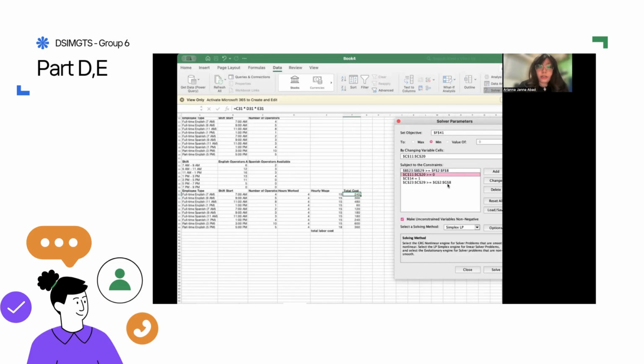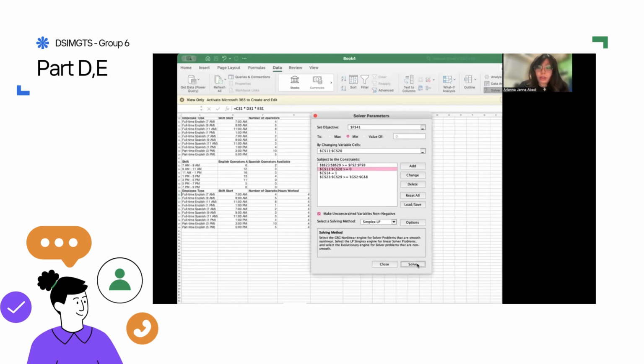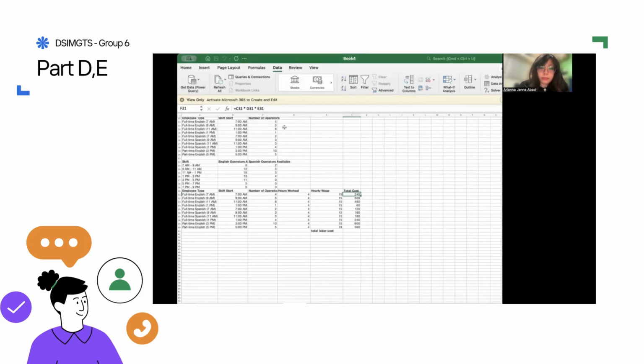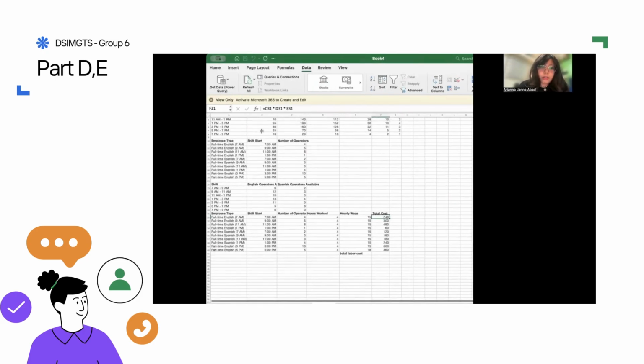These constraints are entered into solver's parameter dialog box as seen on the screen to ensure that the solution will be feasible and meets all requirements. So if we run this, we will get the following staffing plan.